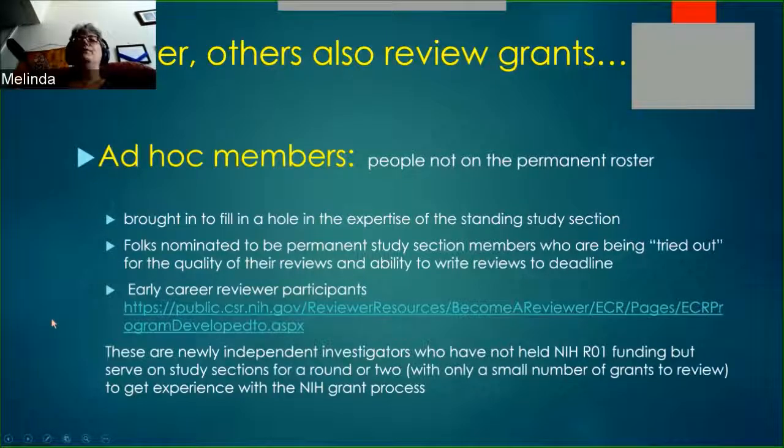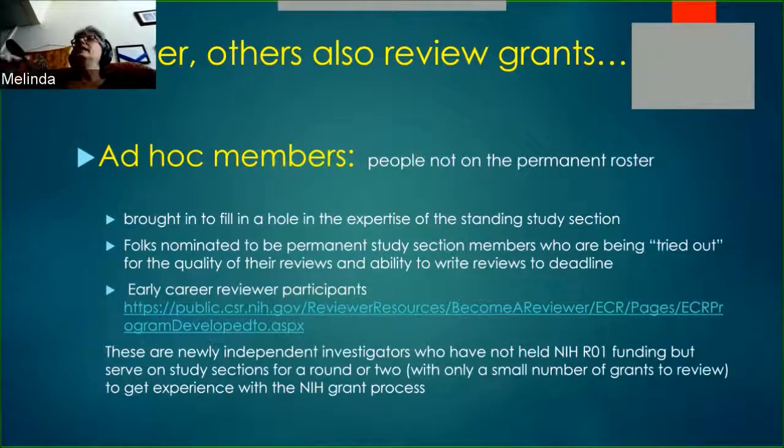Another group of reviewers, which is very important for you guys, are early career reviewer participants. Now, it can be very, very valuable to your career to review grants, but new investigators are not eligible to become permanent study section members. They want those to be people who are known leaders in the field. However, it looks really, really good on promotion CVs to show that you have been asked to review.